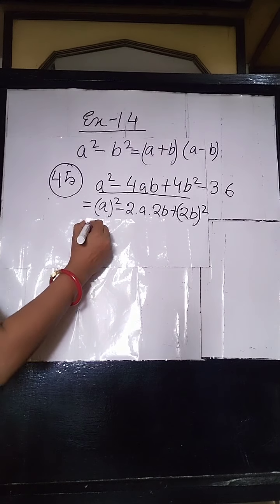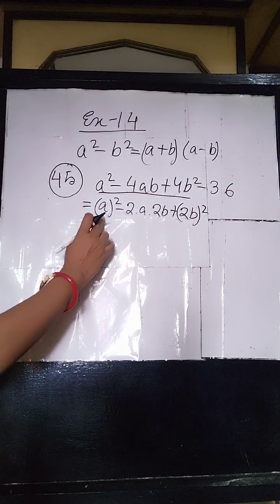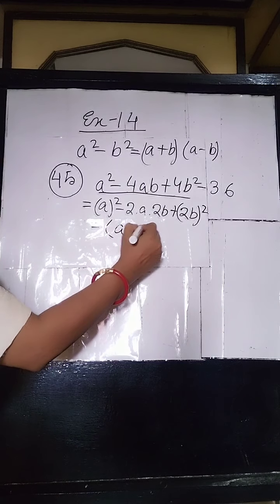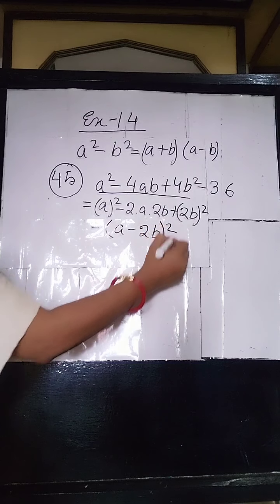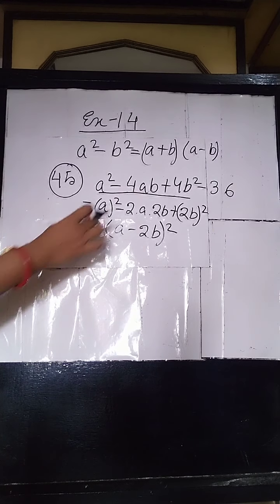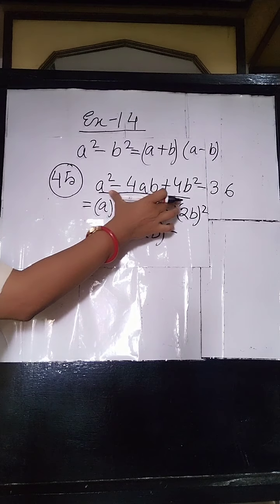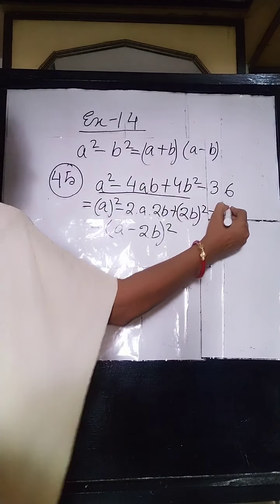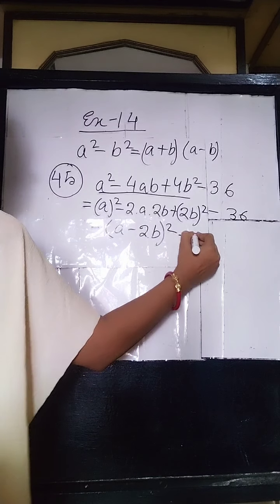So here we have applied the formula of a minus b whole square, where a is a and b means 2b. So a minus 2b whole square. As we have done the formula of a plus b whole square and a minus b whole square, from the first 3 terms we can easily relate that this is just a form of a minus 2b whole square. The remaining part, that is minus 36, we will write as it is.